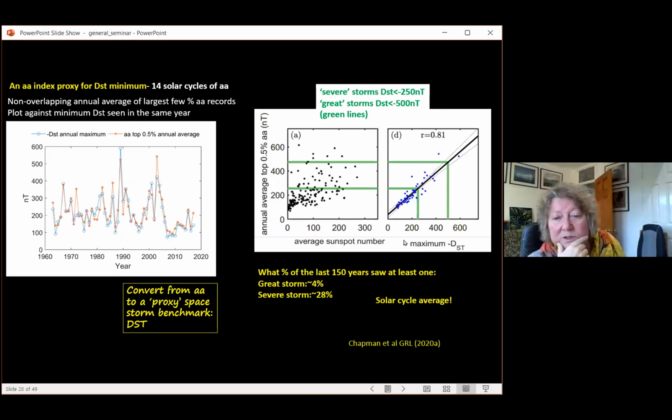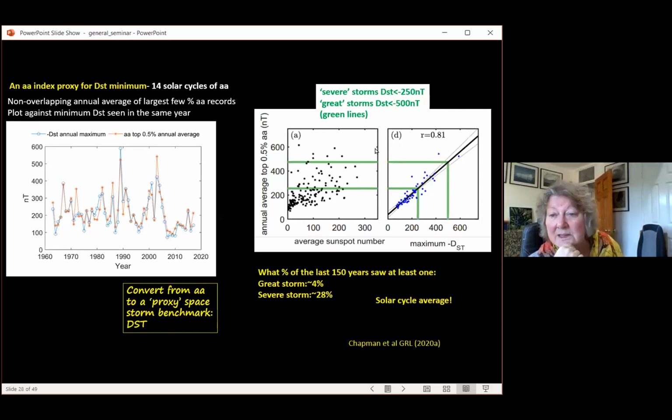Okay, and so what you can do is you say, well, we'll do that. This is the top 0.5% in a year, non-overlapping annual averages, and compare it with what DST is doing, the maximum value of DST. Okay, for when you've got DST, and you can see they kind of follow a line. It's not perfect, okay. But the AA is telling you something about what DST is, so we're going to treat it as a proxy for DST going further back where there is no DST. And again, you can plot, well, how does it go in time? Well, they follow each other, but not perfectly. So not perfect, but it can give an idea.